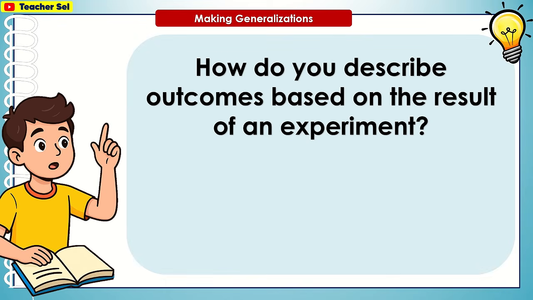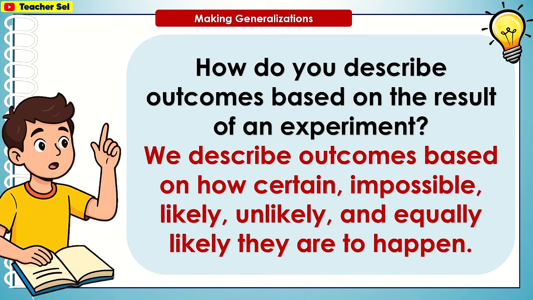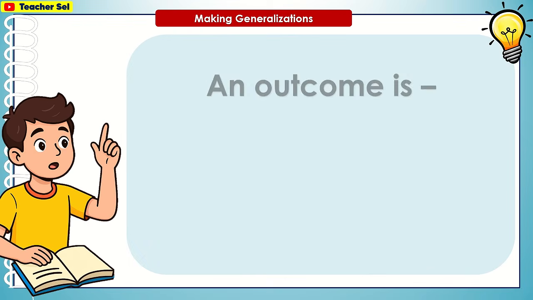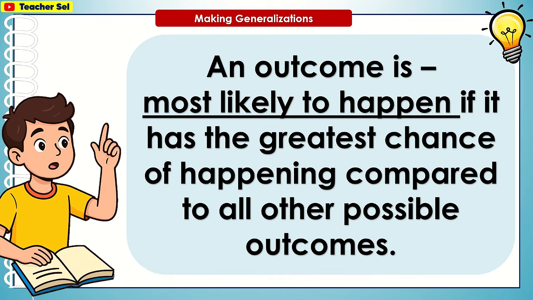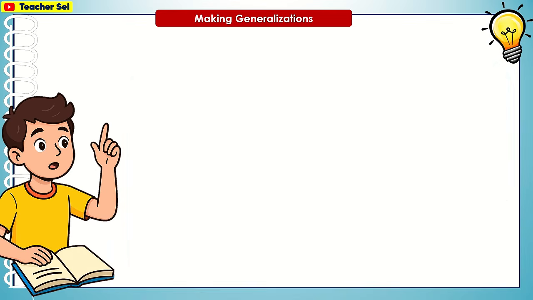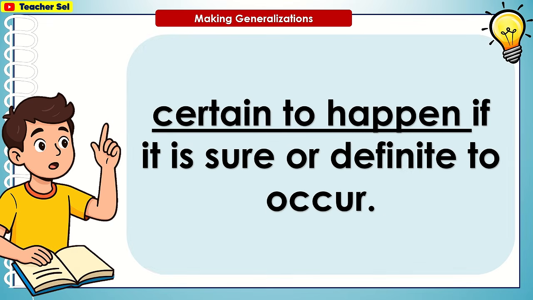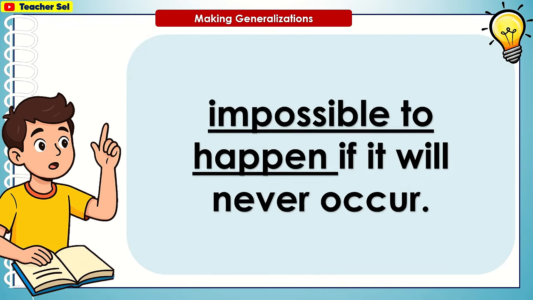How do you describe outcomes based on the result of an experiment? An outcome is most likely to happen if it has the greatest chance of happening compared to all other possible outcomes. Least likely to happen. Equally likely to happen. Certain to happen. Impossible to happen.